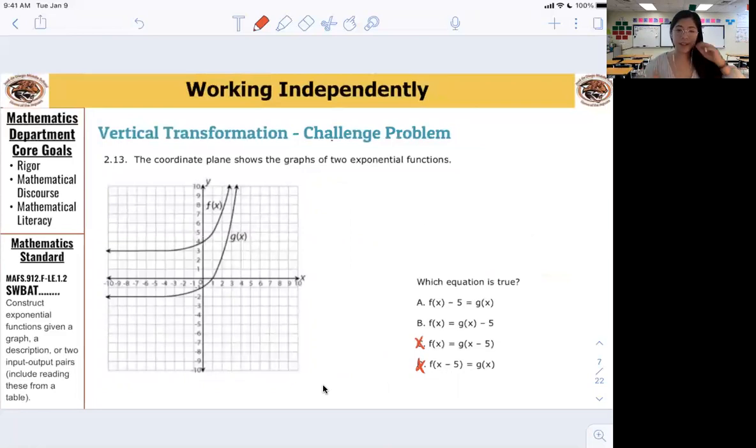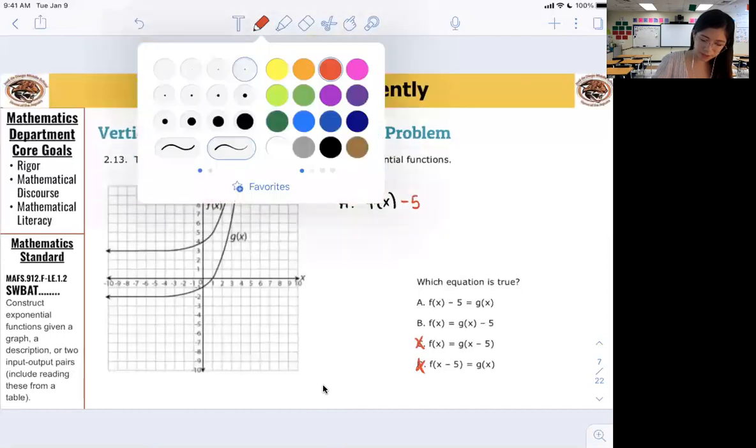So it's either A or B. Now we just have to figure out which one's saying things correctly. Because if you notice, they make a little change, and a little change goes a long way. So A is saying f of x minus 5 equals g of x.